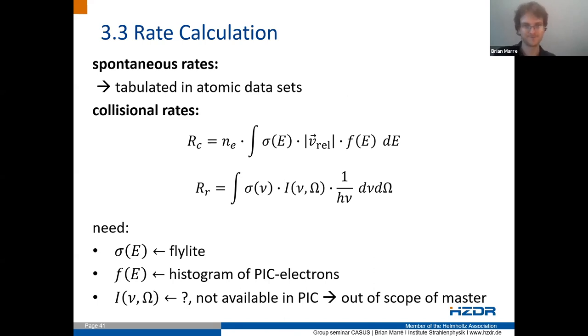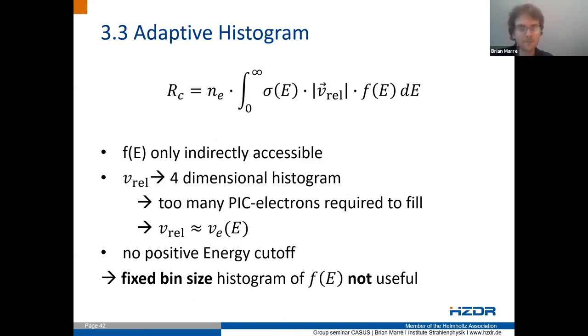Okay. So the cross sections will come later. What of course remains is how we want to actually create this histogram. And the problem we have is that we don't actually know the electron distribution. Of course, we have to somehow bin those electrons into a histogram to get the distribution. And we, of course, don't want to do that twice.